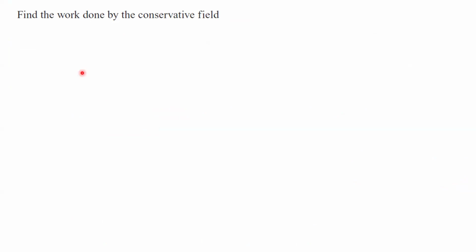In this example, we want to find the work done by the conservative field, which is given to you as yz in the direction of the x-axis, plus xz in the direction of the y-axis, plus xy in the direction of the z-axis. We can easily see that this is basically the gradient of the multiplication of x, y, and z. If you take the partial derivative with respect to x, you get yz. If you take the partial derivative with respect to y, you get xz. And if you take the partial derivative with respect to z, you get xy back.